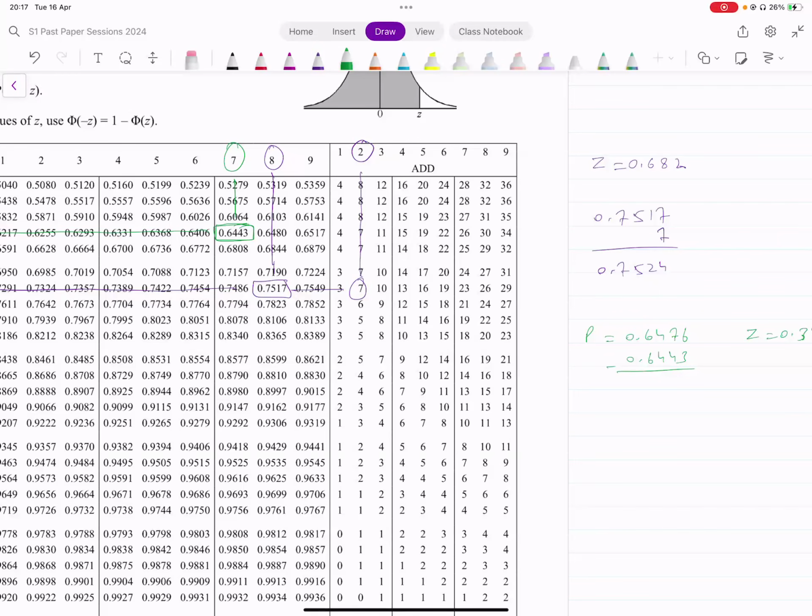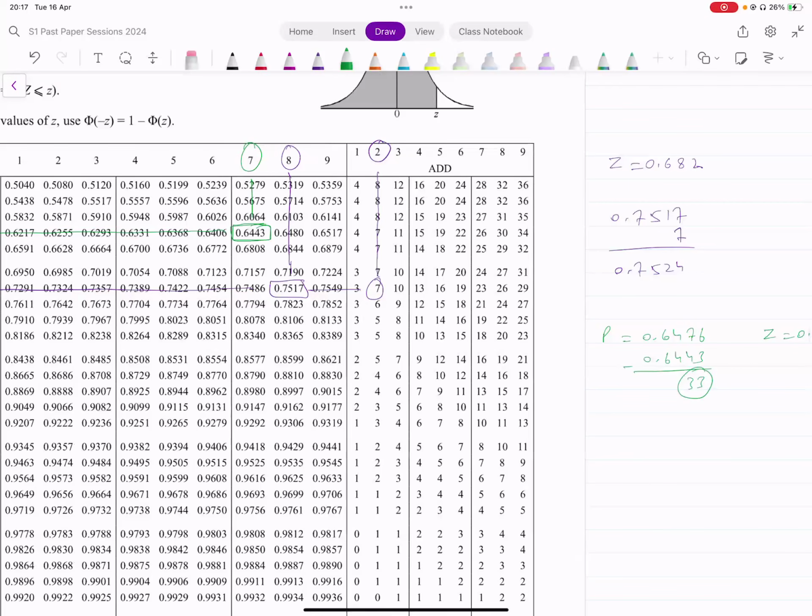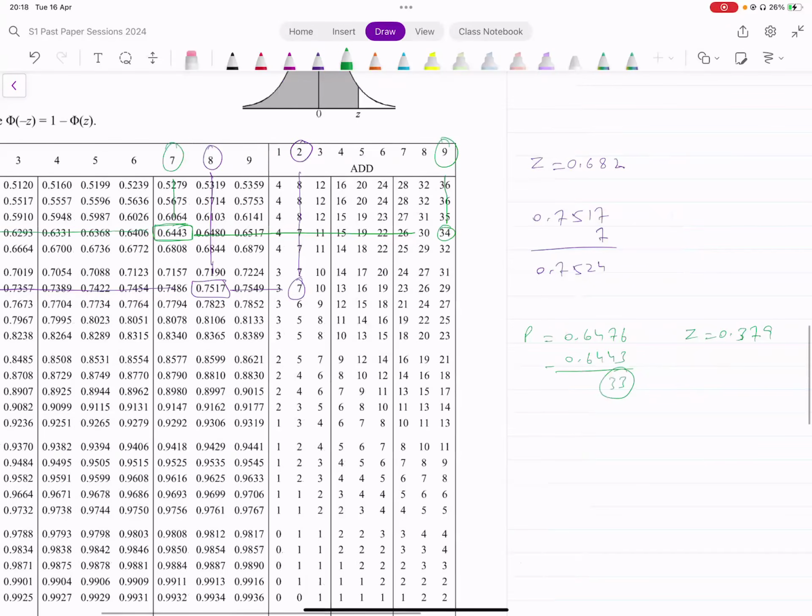76 minus 43. What's that? That's 33. 33 still needs to be added. Now go to the right side and find 33 here. Do you have 33? Well, you don't. But is 33 closer to 34 or 30? It's closer to 34. Use 34. The corresponding third decimal place turns out to be 9. So you have 0.379. That's the value of Z that you get from this.